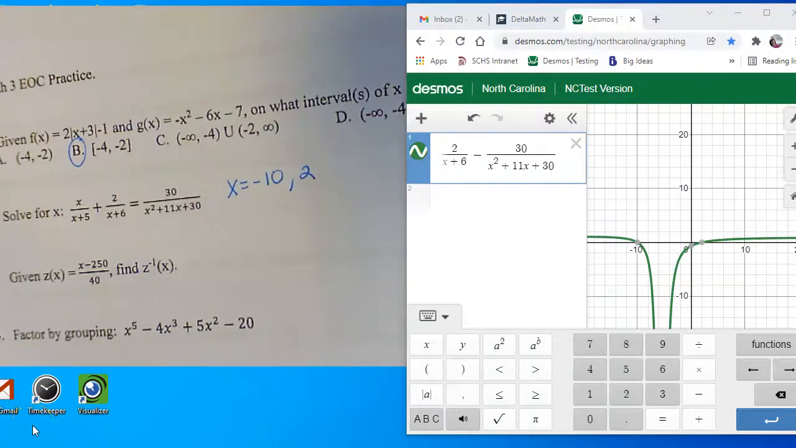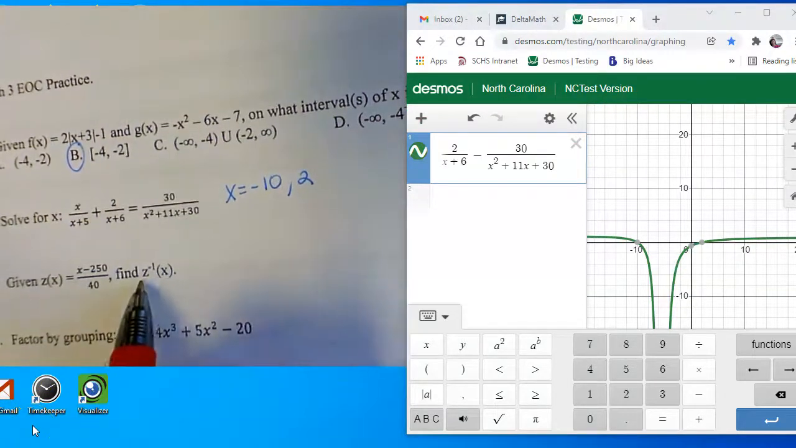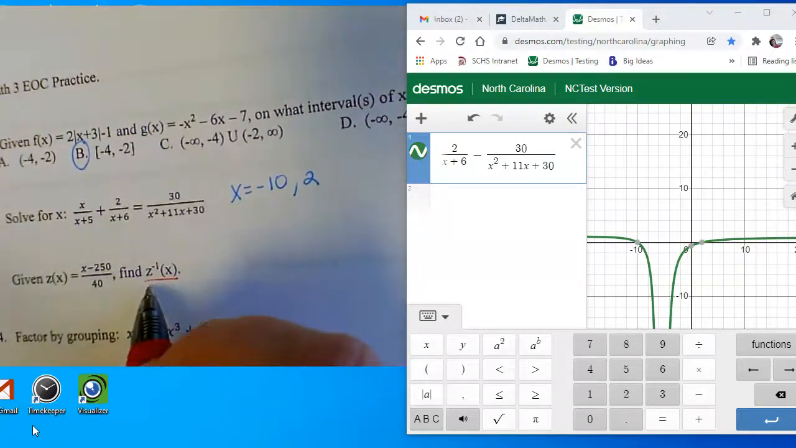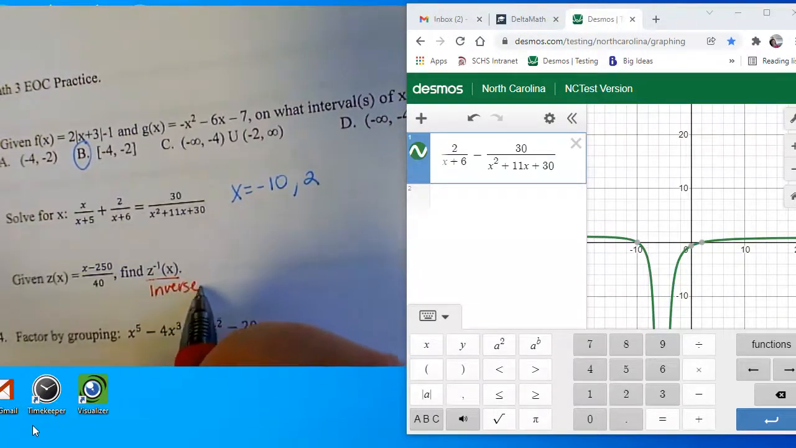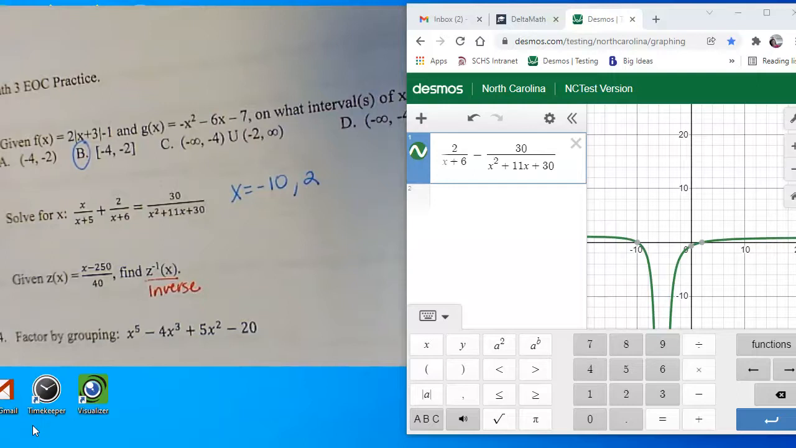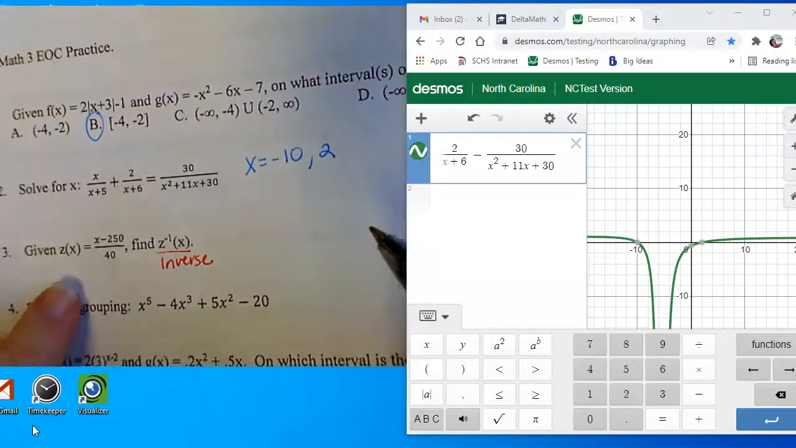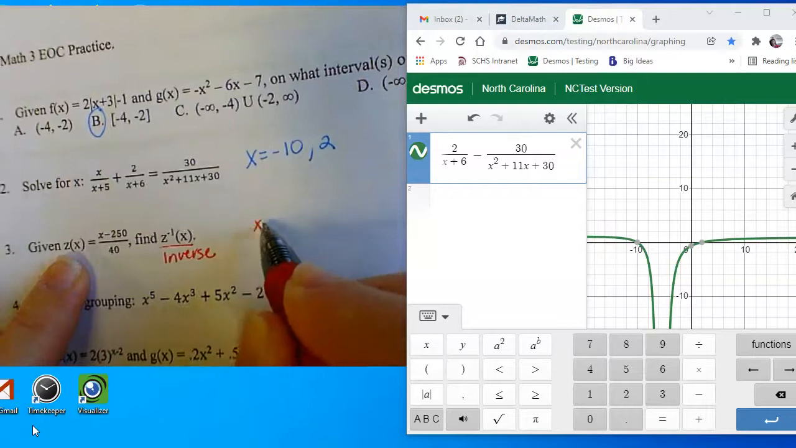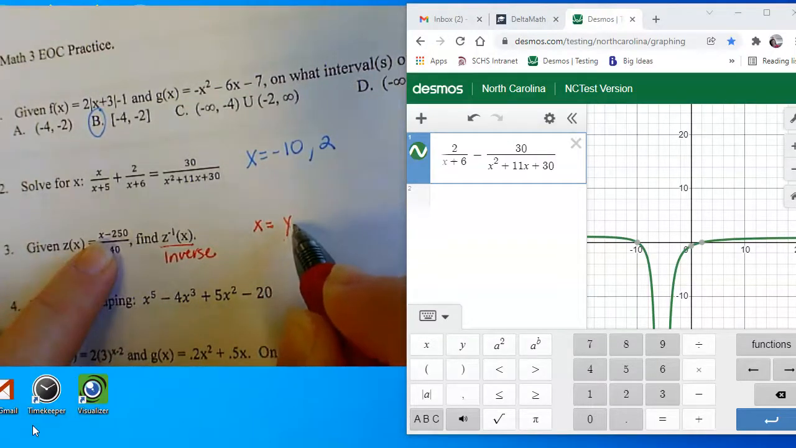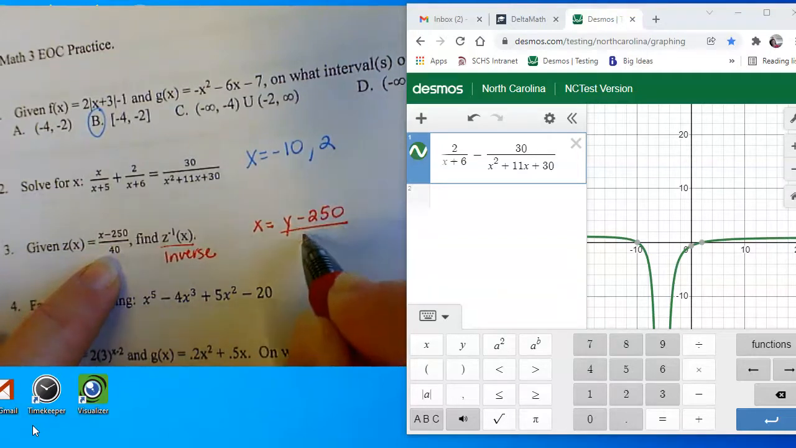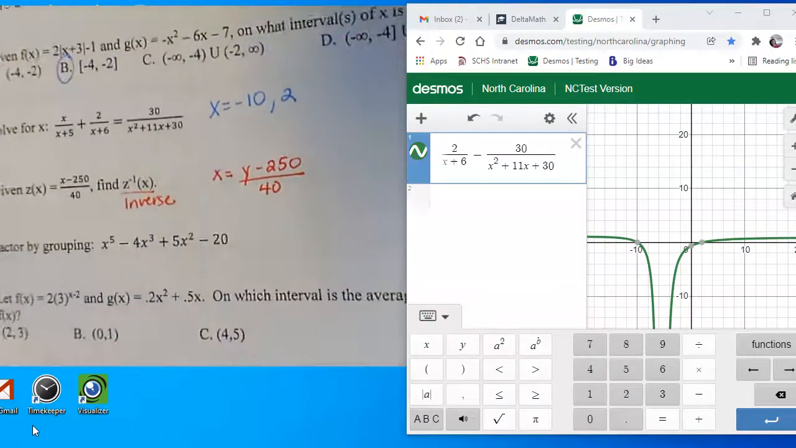Okay, number 3. This symbol right here is asking you to find the inverse. And so that was just something I wanted to remind you of on that one. If you see something to the -1 power like that, it's asking you to find the inverse. And so z of x is y, and I'm going to change it to x. That x is y, or that's x, so I'm going to change it to y. And it's just asking me to find the inverse.